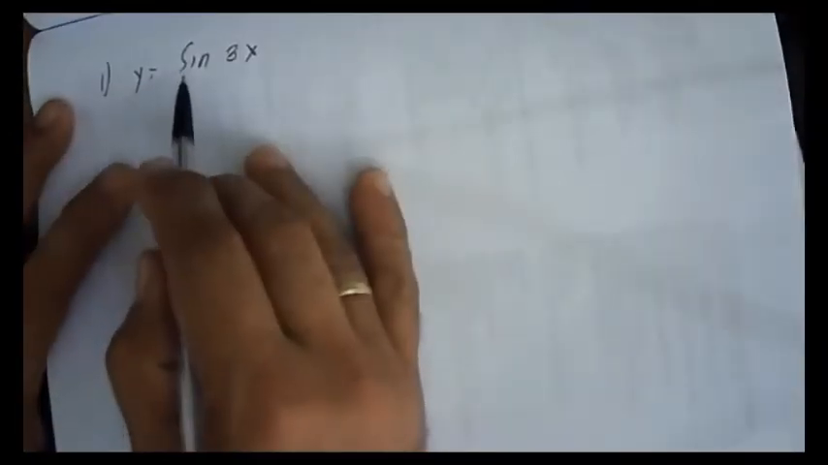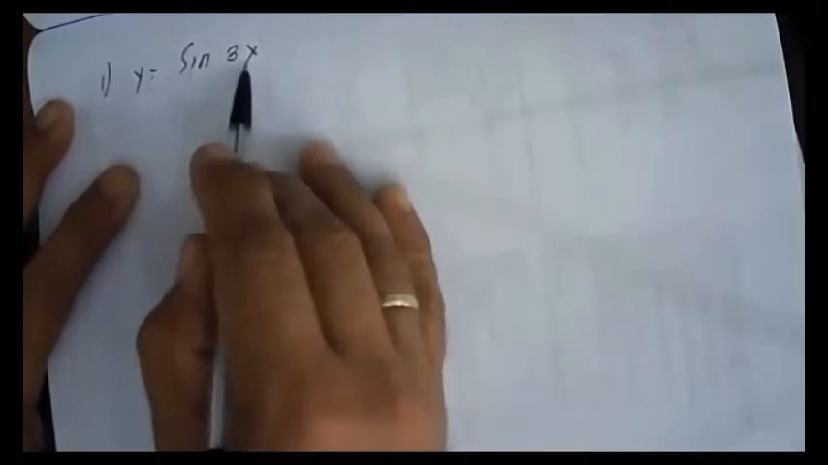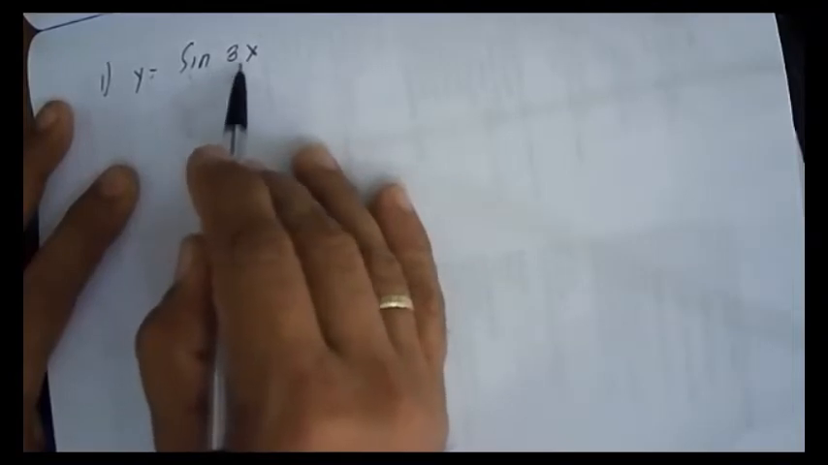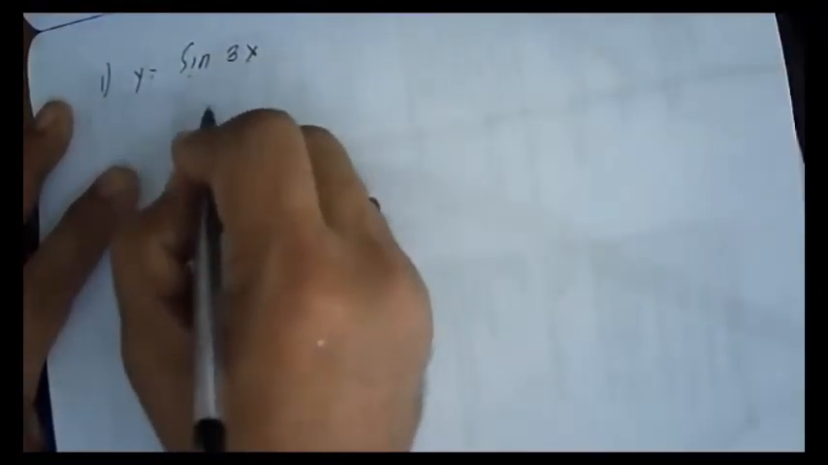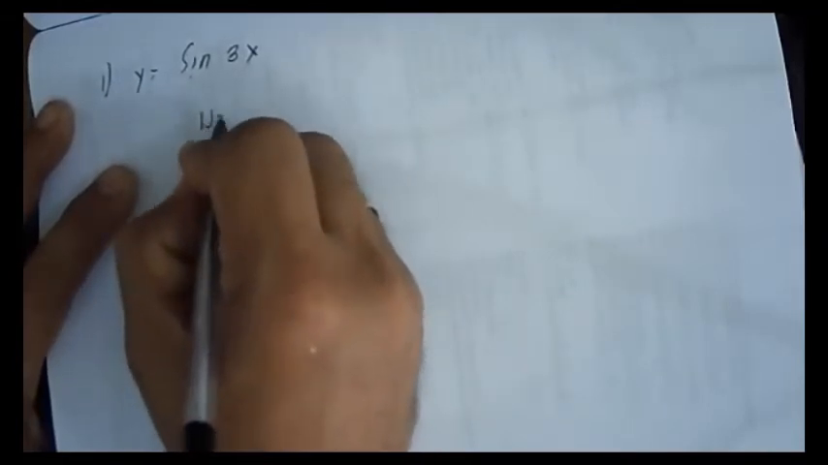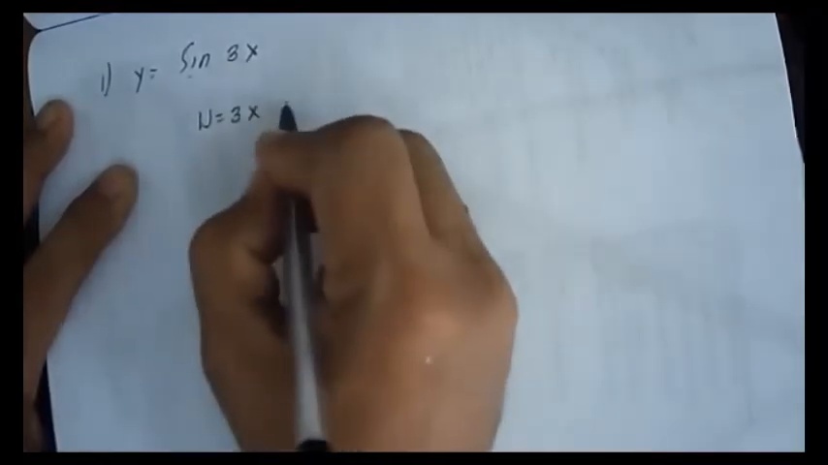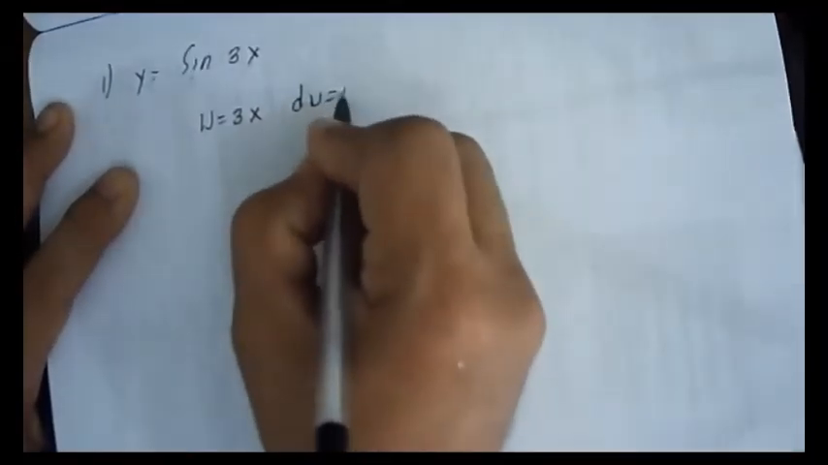So this is your problem number 1. Y is equal to sine 3x. So, pag titignan natin yung formula natin, y is equal to sine 3x. So this one represents your x kanina, or this one represents your u. So sine u, okay? So our u will be 3x. So getting the first derivative, du will be 3 dx.